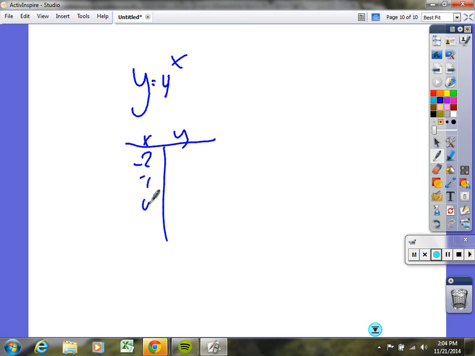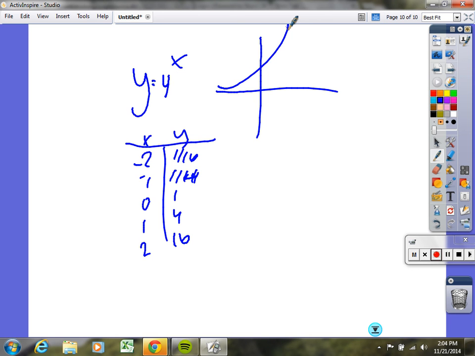-2, -1, 0, 1, and 2. That's what we do, right? Then we're going to say, that is 1/16, Mr. Roberts. That is 1/4, Mr. Roberts. That is 1, 4, and 16, Mr. Roberts. And we all get the idea of this graph, where it looks like this, but there it is. We've seen this, so I'm not spending time on this, correct? We did this last time.